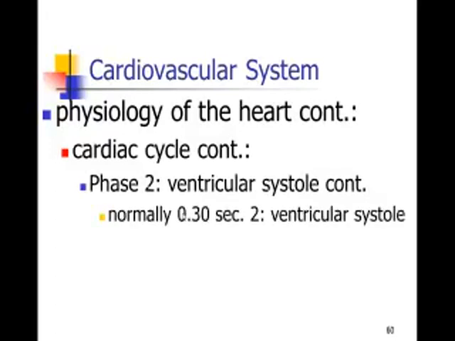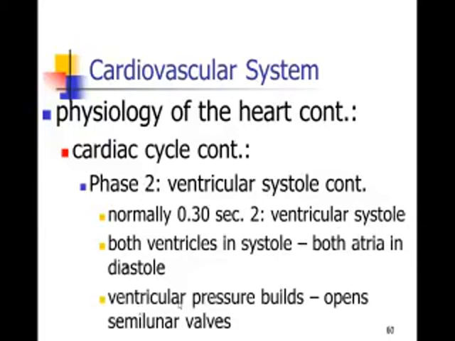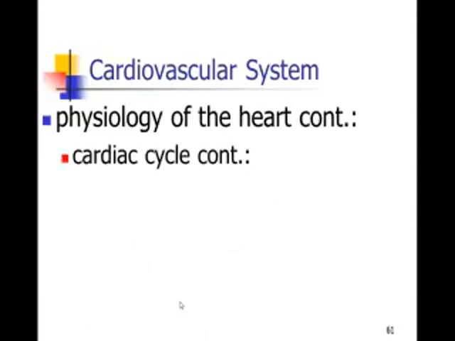Okay. Phase 2, the ventricle is going to start to contract now. It's normally about 0.3 seconds long, and it's called ventricular systole, and the atria are in diastole. So both ventricles are in systole at the same time, both atria relax in diastole. Pressure builds, and eventually the pressure is great enough to push the semilunar valves open. This is on both sides of the heart. The same thing is happening on the right and left ventricular side.